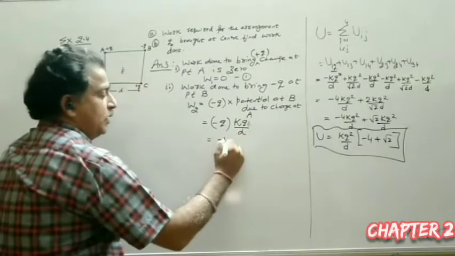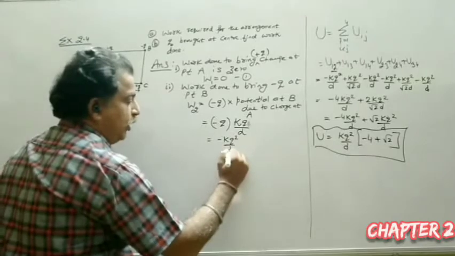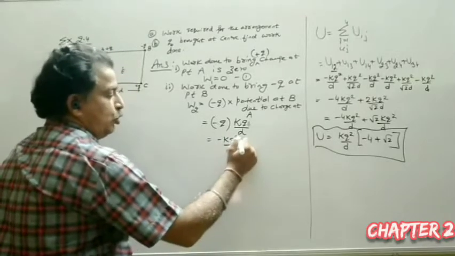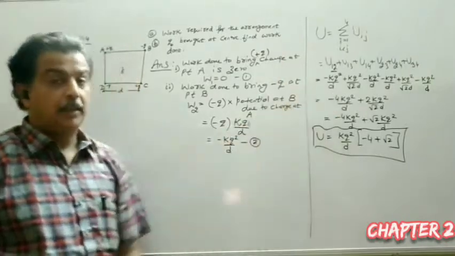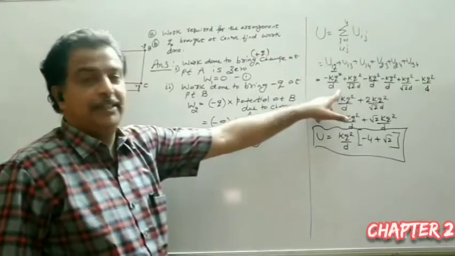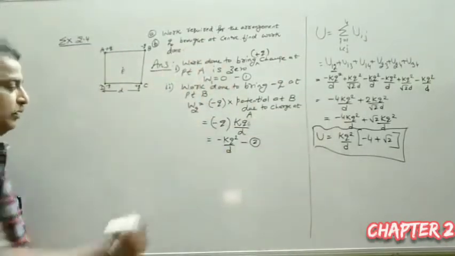So it becomes minus k q square upon d. So this is equation 2. Here we directly write this formula. These are the steps.